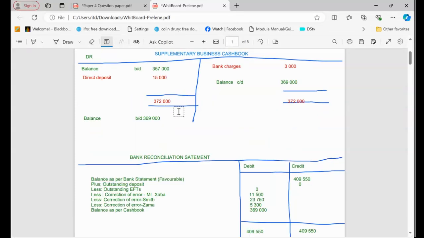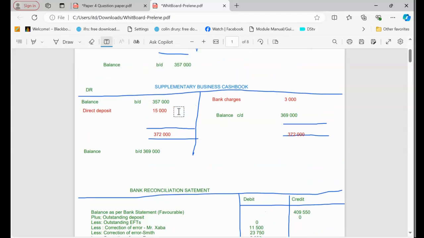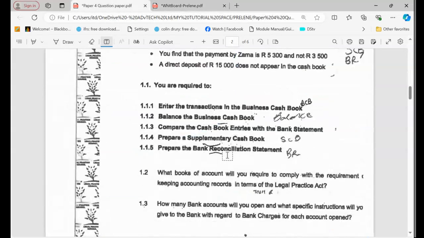So we answered what they wanted us to answer. Okay. So meaning we answered these ones. 1.2 and 1.3 are theory questions, but in 1.3 they ask how many bank accounts will you open and what instructions will you give the bank? Okay, the 1.3, you must open 2 bank accounts, namely the account for clients, which is the trust bank account, and the other one, the account for the business, which is what? The business bank account. Are you with me?